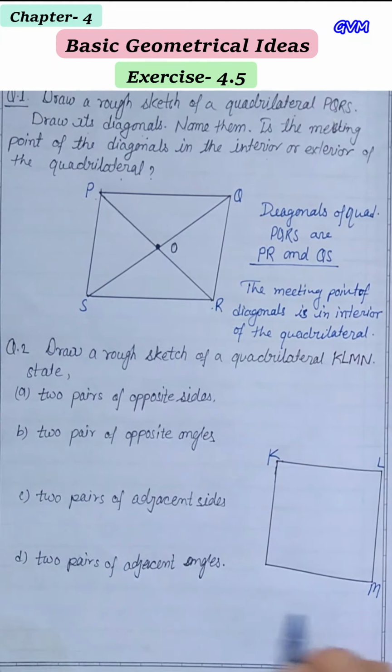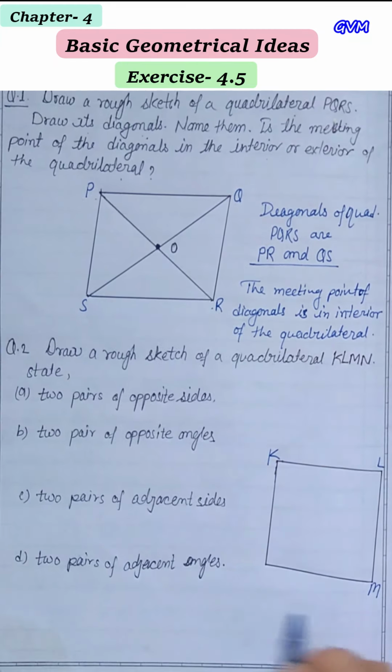Okay, now part A, two pairs of opposite sides. Opposite sides we have: this is opposite to this and this is opposite to this. That means one pair is KL and MN, and the second pair is KN and LM. So these are two pairs of opposite sides.